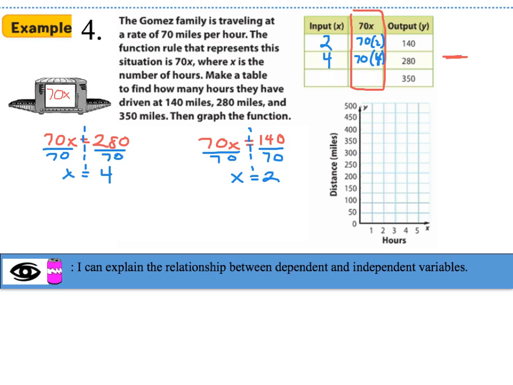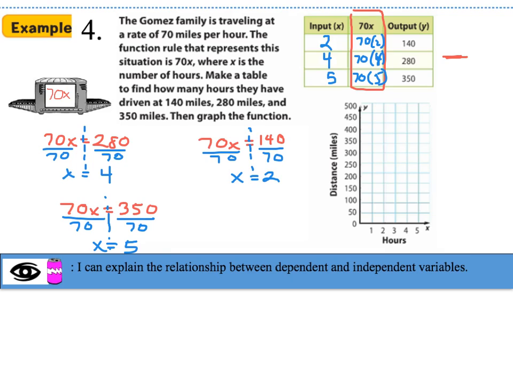Let's try one more. Let's take our function rule, which is 70x, and set it equal to 350 now. Draw the fulcrum down the center of the equal sign and divide both sides by 70 to keep the equation balanced. So the value of x is equal to 5 when I divide 350 by 70. So 5 is the input value. So we can check our work by saying 70 parentheses 5. And we multiply 70 times 5, we do get 350.